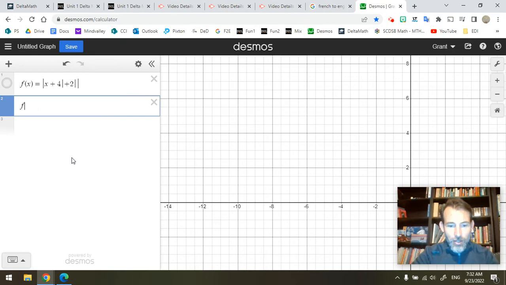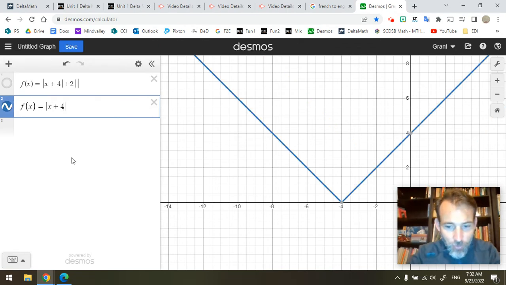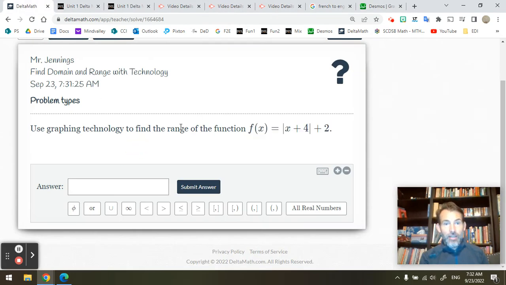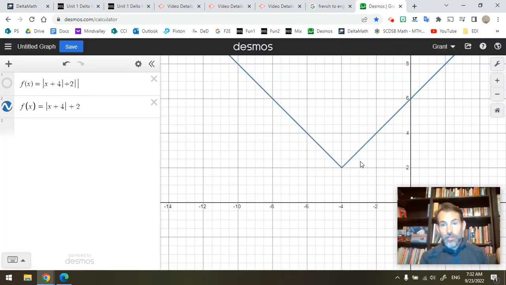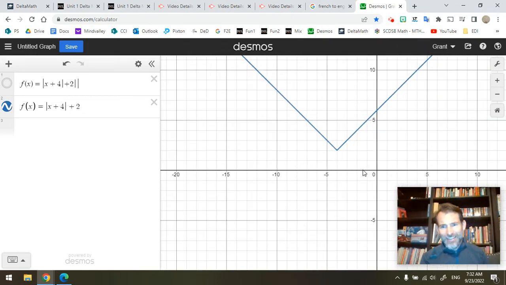I can copy it here. f of x is equal to, get the bar in there, x plus 4, get the bar in there, plus 2. That is correct. All right. So now we have been asked to find the range of this function. And if we look at this, if I zoom out, you'll see it goes down to 2 and then goes back up again, like a light reflecting off of a mirror or like a pool ball bouncing off of the bumper.